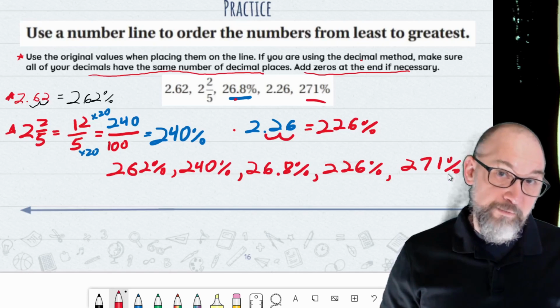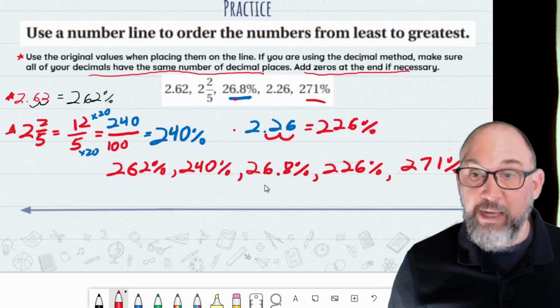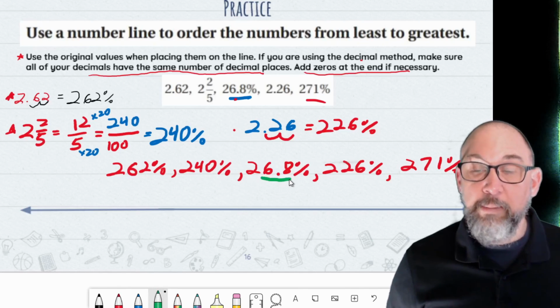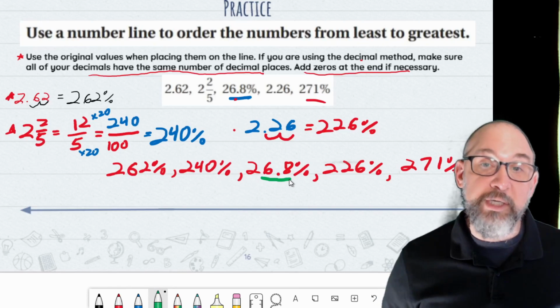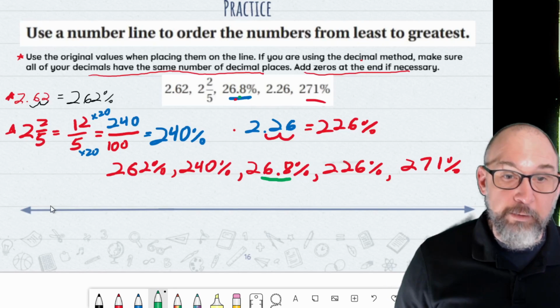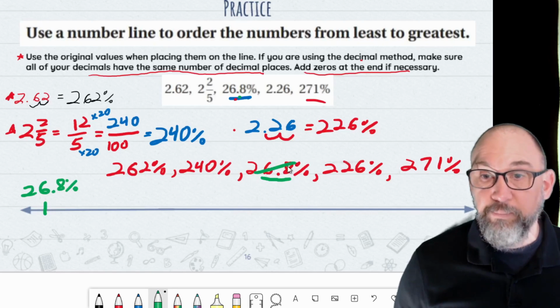So now that you've got them all in the same format, you simply place them on the number line. Go from least to greatest. When I look at all these values, the least value is this one right here, the 26.8%. Now remember, when you put it on the line, I want you to use the original value. And that original value was a percent. So I'm just going to write that down here as the 26.8%. Okay, so that one's done.